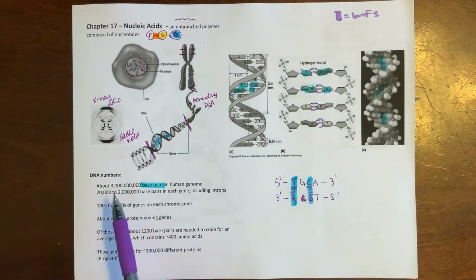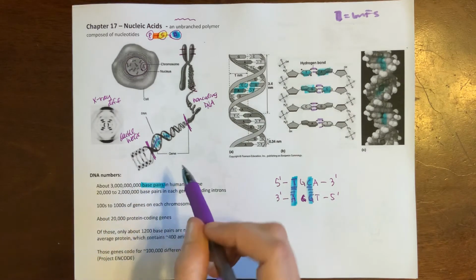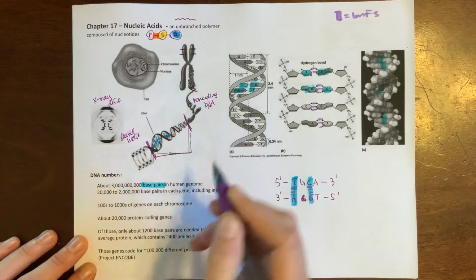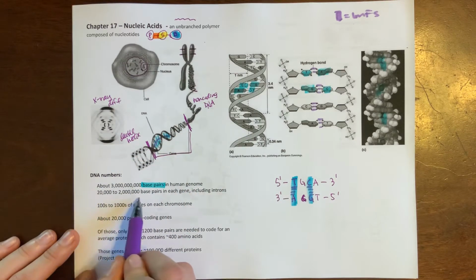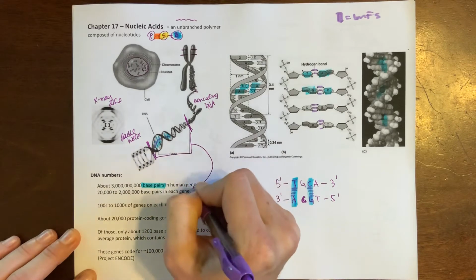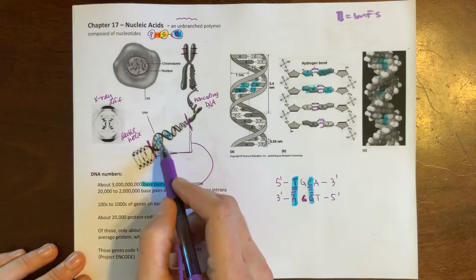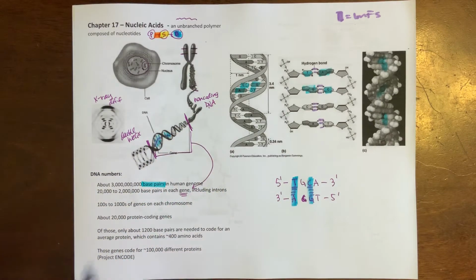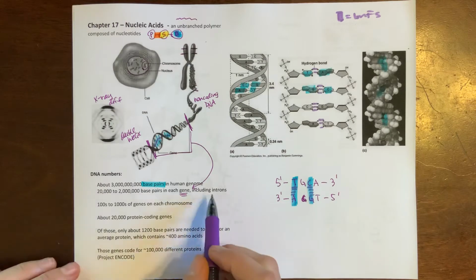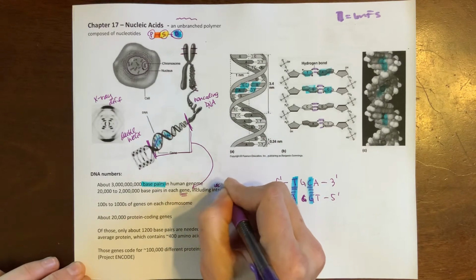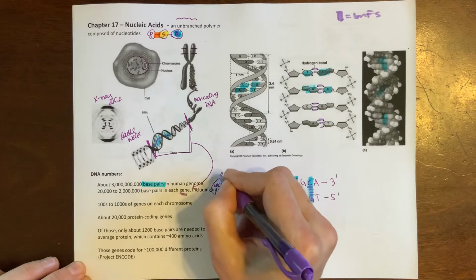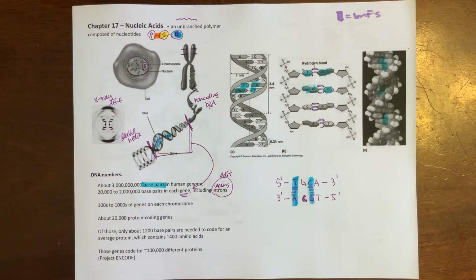So back to the numbers here. We have about 3 billion base pairs to build me or you. In each gene, so in this smaller segment here, we would have between 20,000 and 2 million base pairs. And some of the research that's been done in the last few decades was to discover that not every single one of those base pairs actually correlates to something I'd see in a protein. Some of them are introns, some of them are called exons, and so there's a lot of editing that happens before you actually express that gene. Within a chromosome, one chromosome, you're going to find between hundreds and thousands of genes.